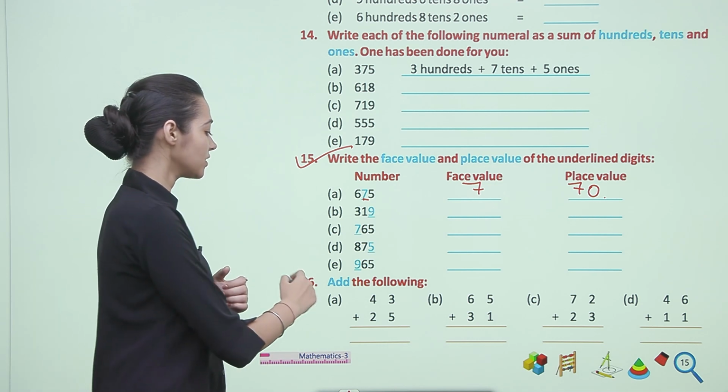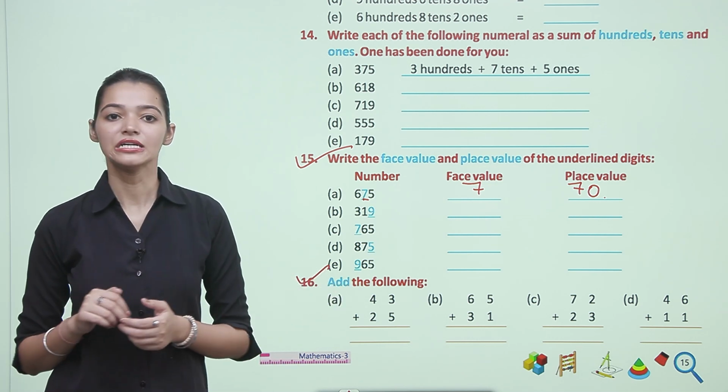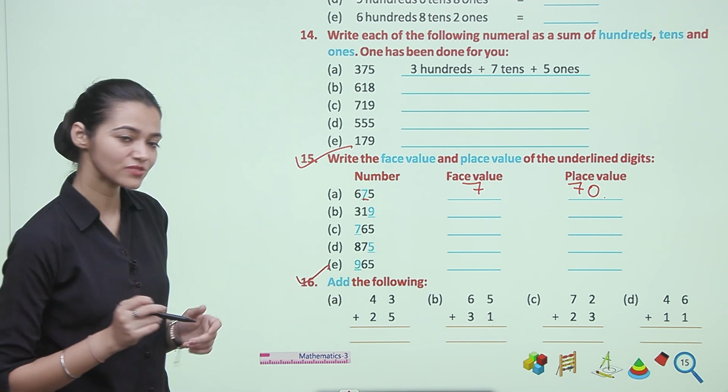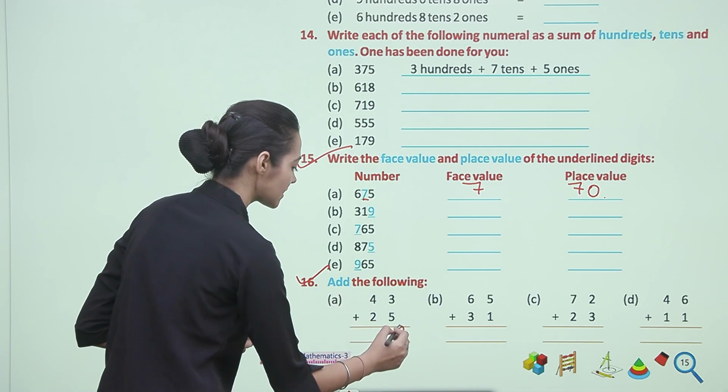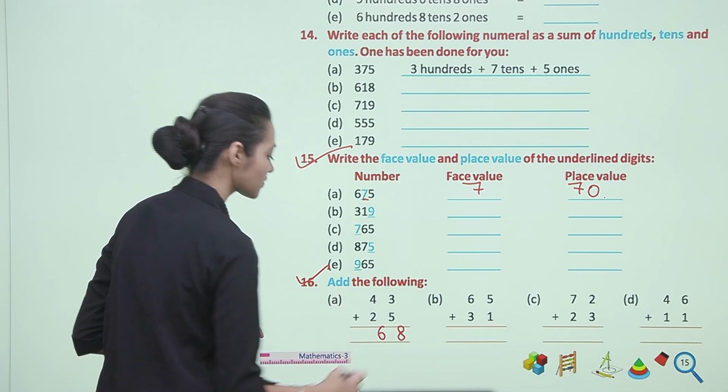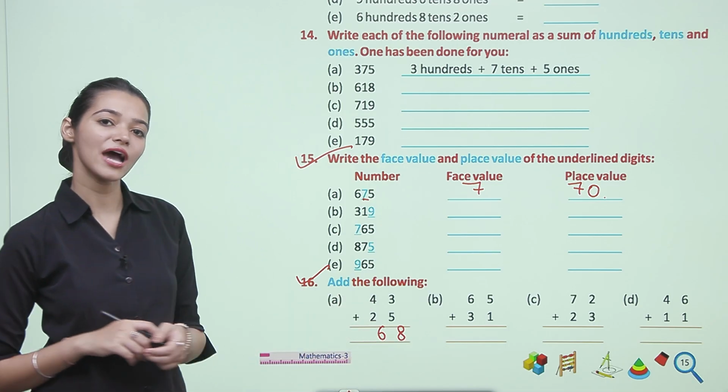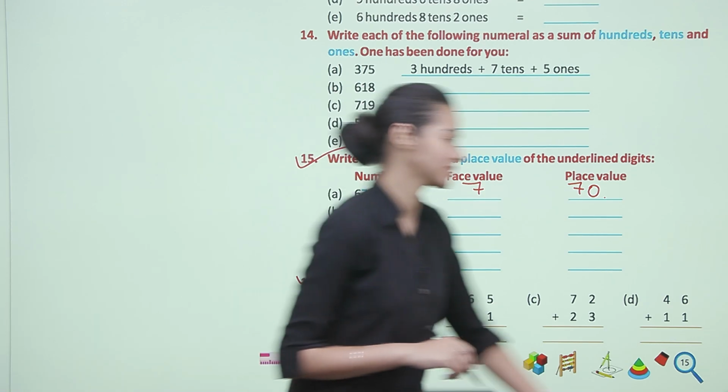Now in the next one, we have to add the following. Now when we add them, 3 plus 5 is 8, 4 plus 2 is 6. So, the correct answer is 68. That's how we have to add the remaining parts.